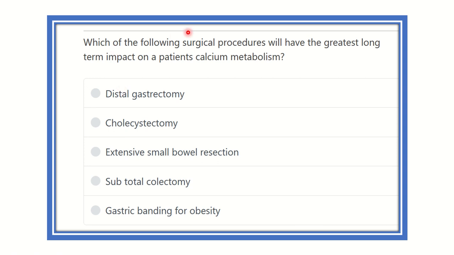The question: which of the following surgical procedures will have the greatest long-term impact on a patient's calcium metabolism? So we have to find out the surgical procedure which causes a long-term bad effect on calcium metabolism. Here the options are distal gastrectomy, cholecystectomy, extensive small bowel resection, subtotal colectomy, and gastric banding for obesity. So we have to find out the one surgical option following which the calcium metabolism will be hampered and calcium reabsorption will be reduced.